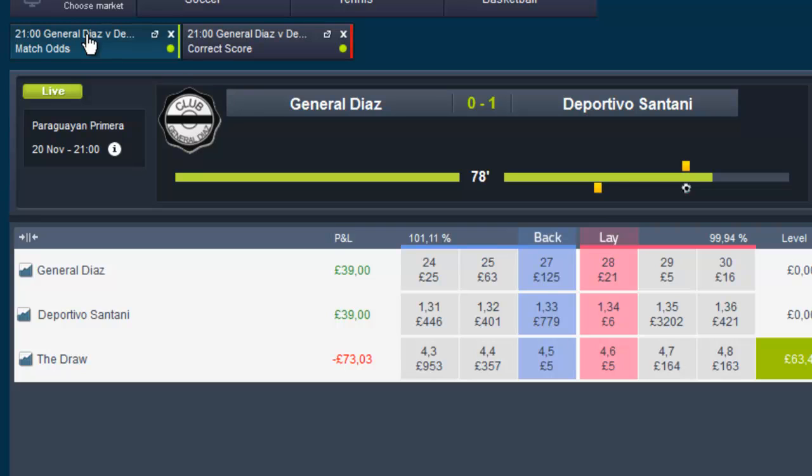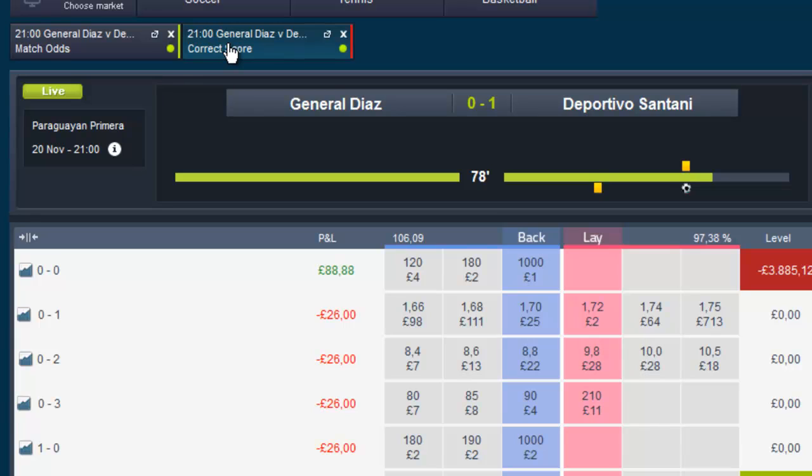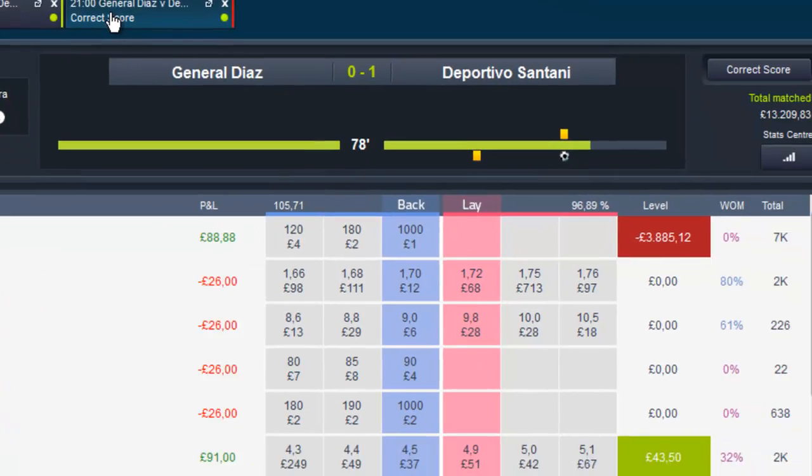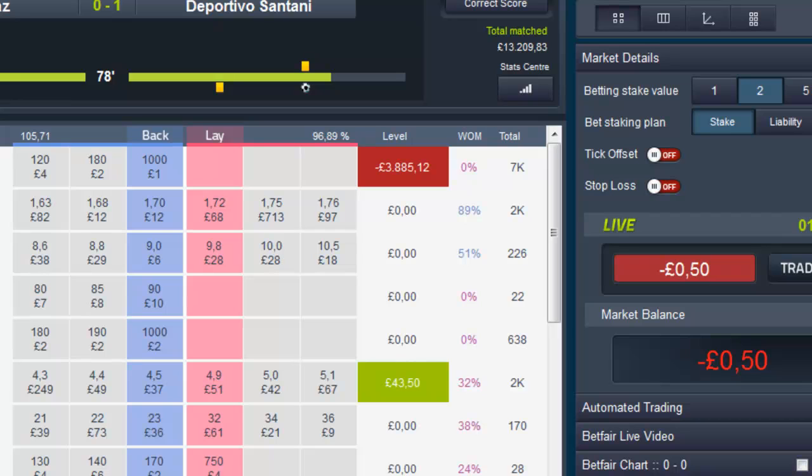If I wanted to, I could just trade out and just accept this profit. It's showing as negative £1.72 in the correct score market, and it's showing plus £14.10 in the match odds market. So if I wanted to, I could trade out for a £12 profit at the moment.